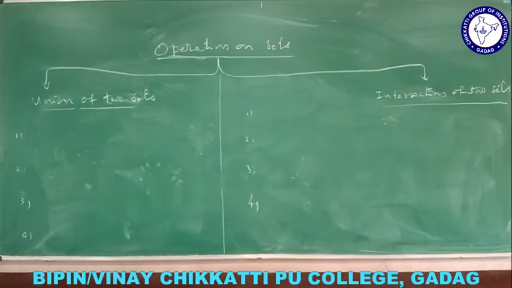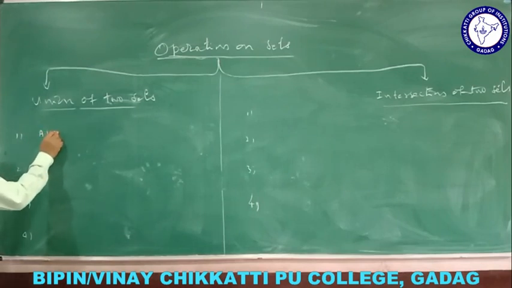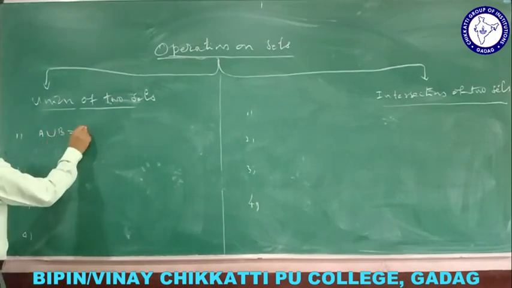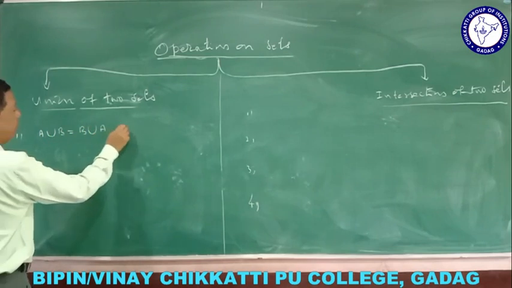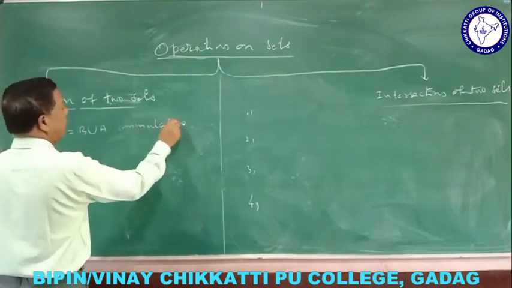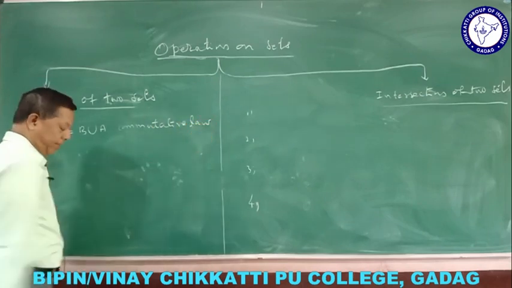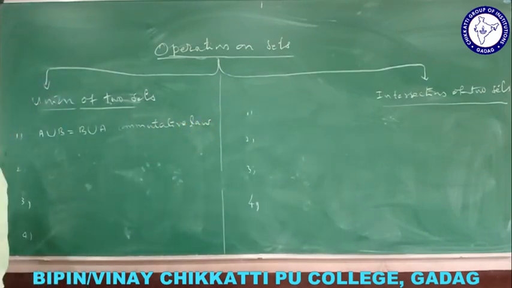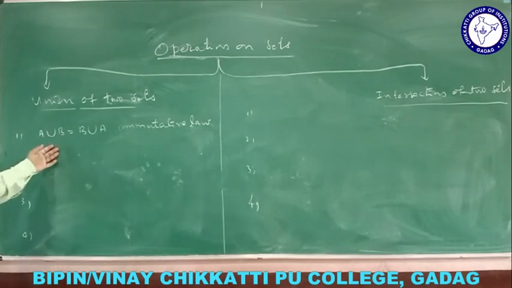In case of union, suppose A and B are two sets. A union B is always equal to B union A. What is this? Commutative law. I hope you understood that in numbers, A plus B equal to B plus A is the commutative law for addition, AB equal to BA is the commutative law for multiplication, and A union B equal to B union A is the commutative law under union of two sets.